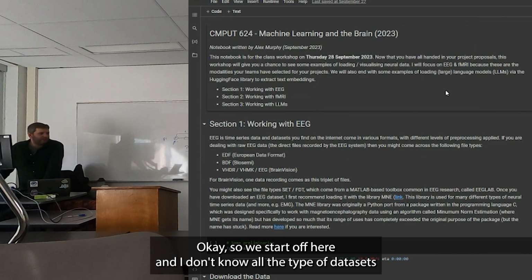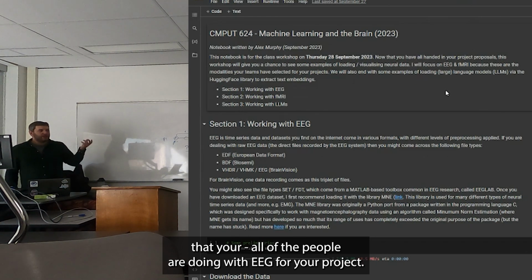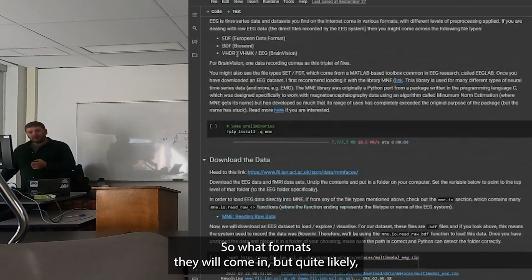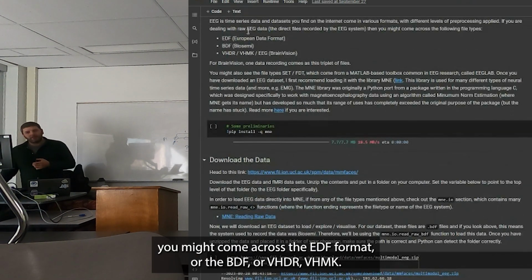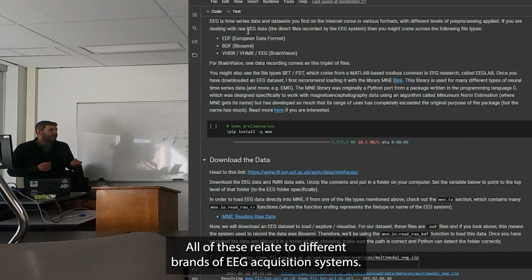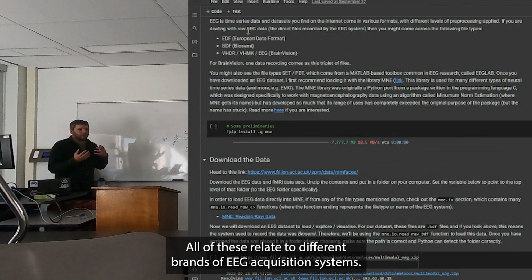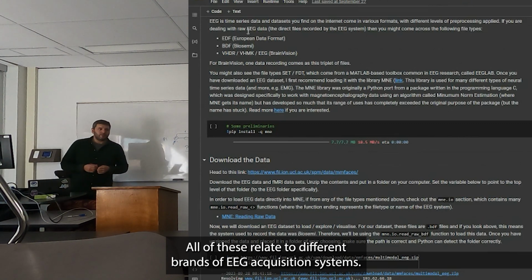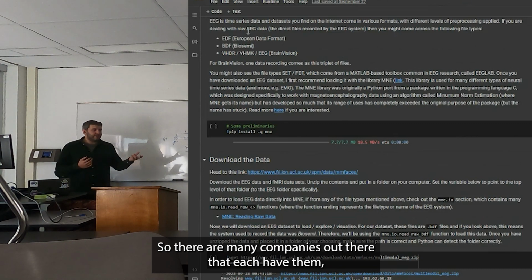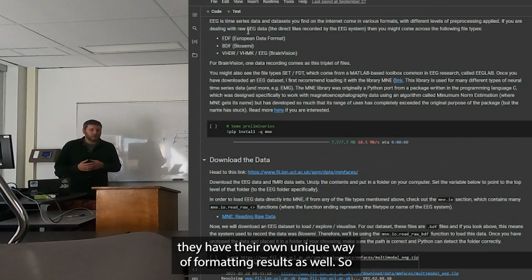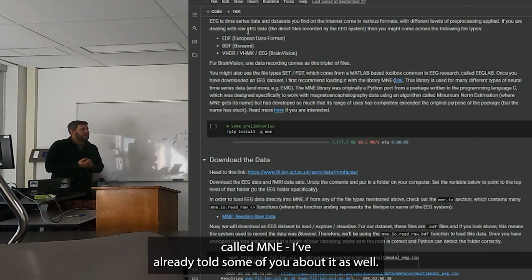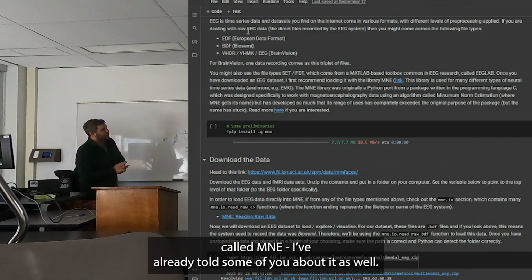I don't know all the types of data sets that people are using EEG for in your projects, so what formats they will come in, but quite likely you might come across the EDF format, or VHDR, VMRK, EEG, and all of these relate to different brands of EEG acquisition systems. There are many companies out there that each happen to have their own way of formatting all this stuff. But there is one Python toolbox called MNE, and we've told some of you about it as well.